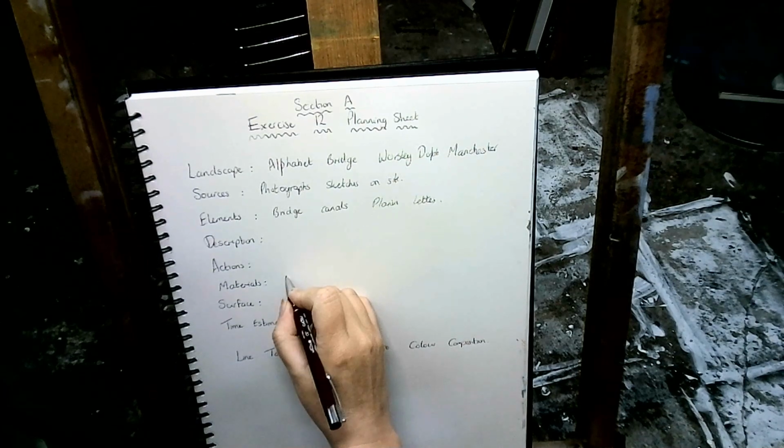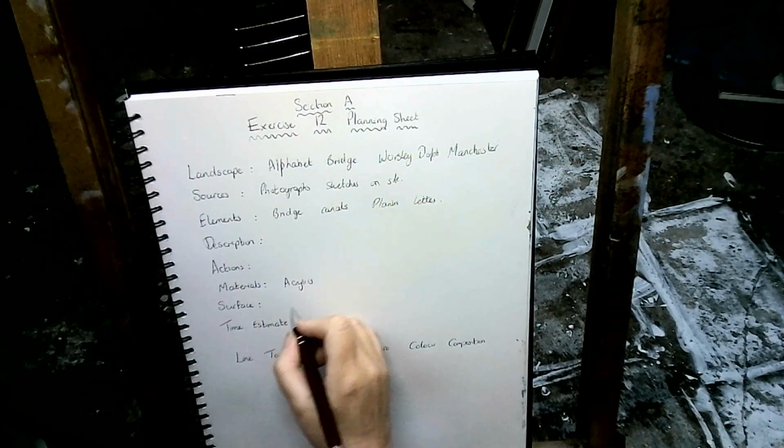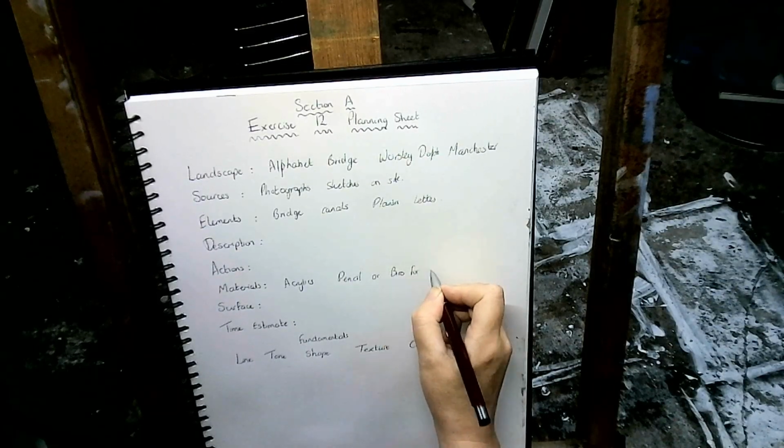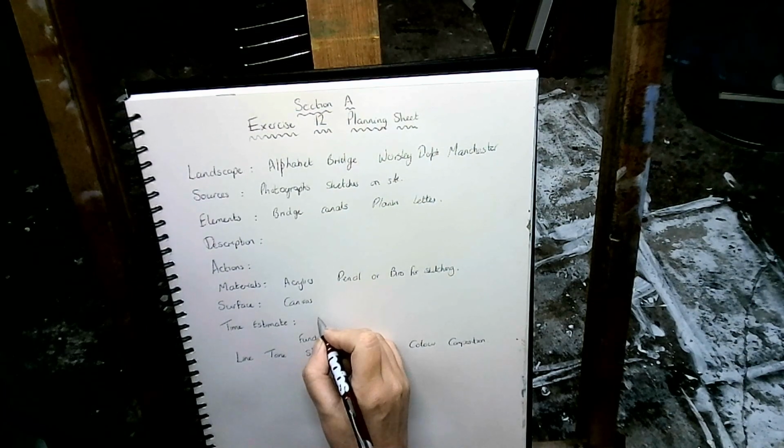Materials: acrylics, and for the sketch this time I might just do a pencil sketch. Pencil or biro for sketching. And the surface will be a canvas, and again I'll decide what size canvas when we get back. Time estimate: 40 minutes.